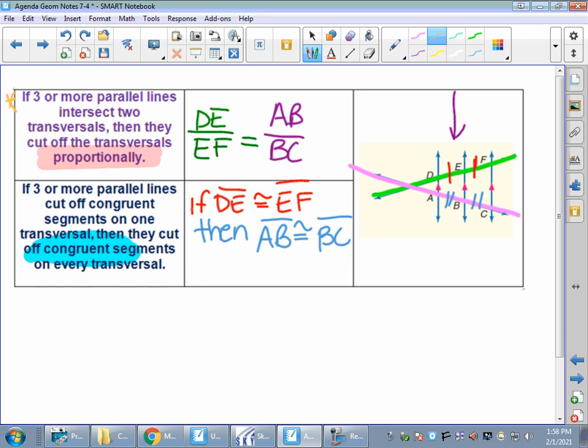So watch carefully for that. This one is a proportion. This one is an equation, no ratios. So look at what it's looking for, or what it's telling you. If it has congruent dashes on it, just make yourself an equation. If it doesn't, then set up a proportion.